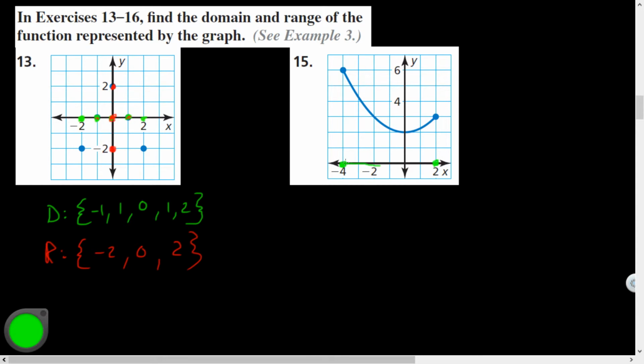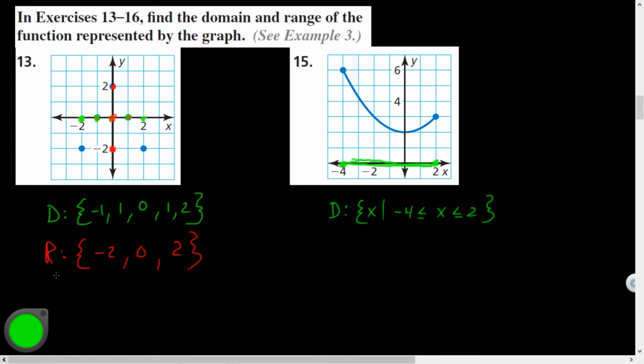And everything in between, right? Do you guys kind of see how that's where the graph exists? If I was to step on this and smoosh it down to the x-axis, that's what I would get. So I'm going to say the domain is the set of all x such that -4 is less than or equal to x is less than or equal to 2.